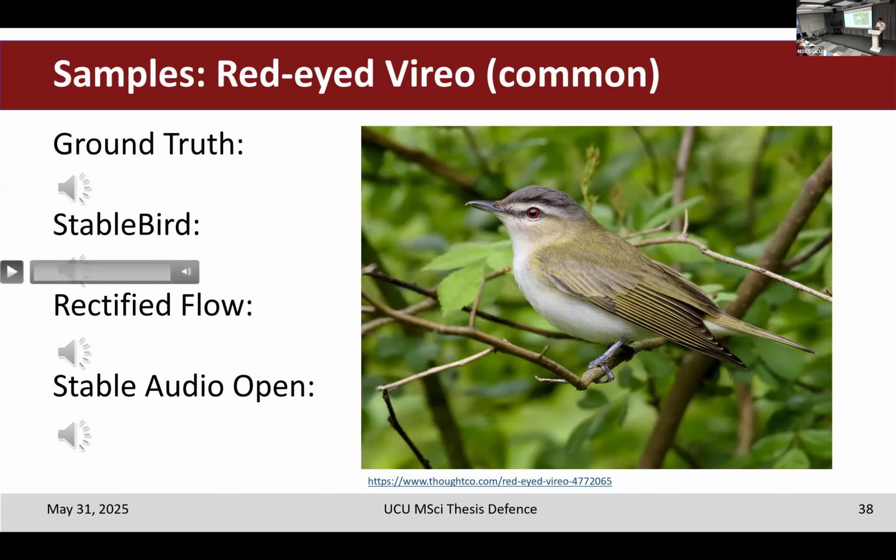Then let's listen to stable bird generation. Rectified flow generation. And stable audio open generations.